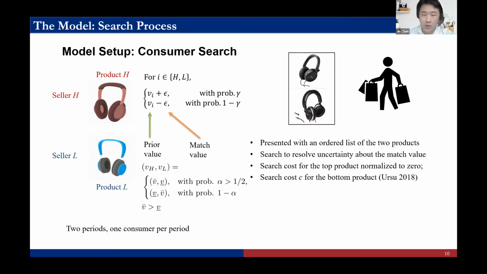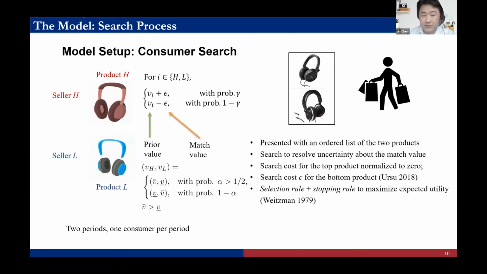And searching a lower-ranked product presumably involves more search cost, as consumers scroll down, navigate, or flip pages. This assumption is supported by many empirical findings, and it parsimoniously captures a ranking effect whereby a higher-ranked product has more visibility and thus attracts more consumer attention.